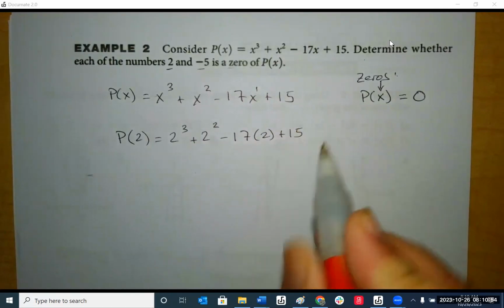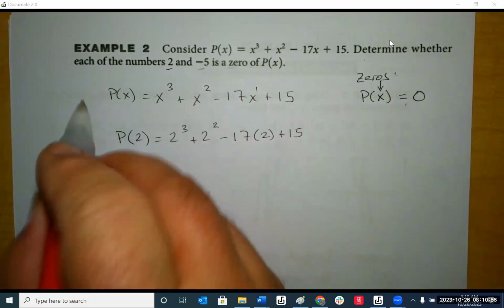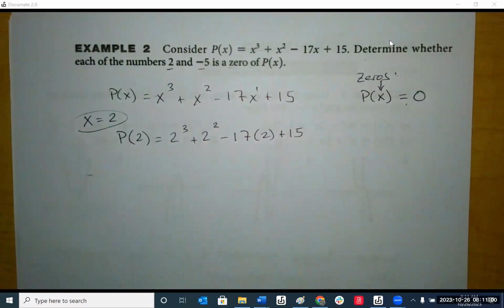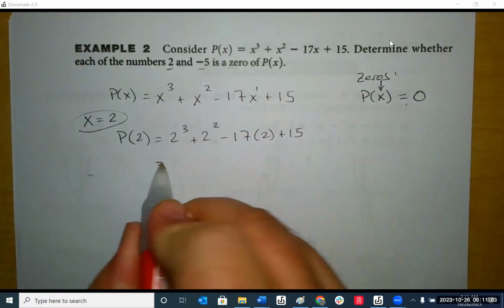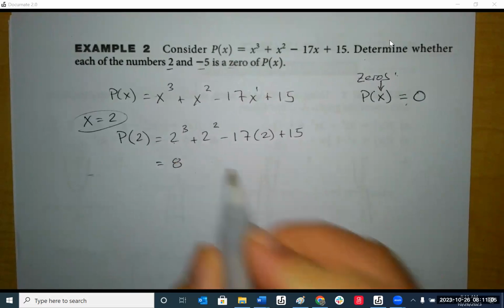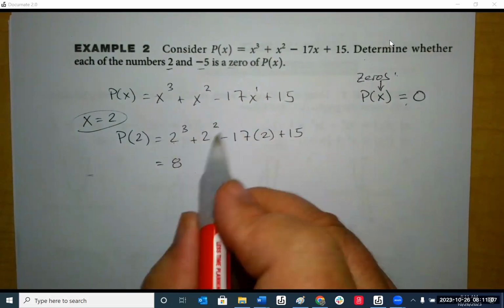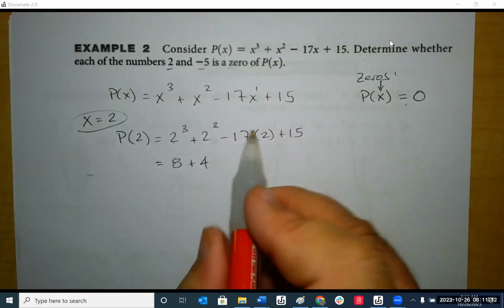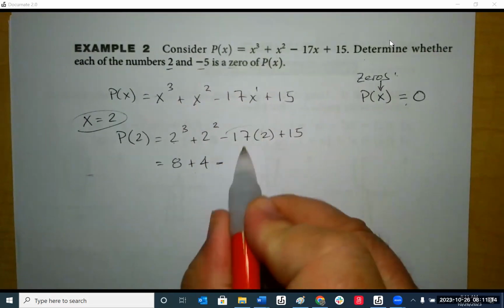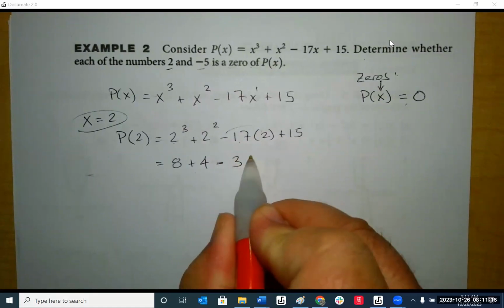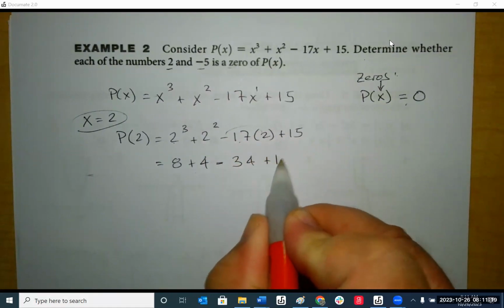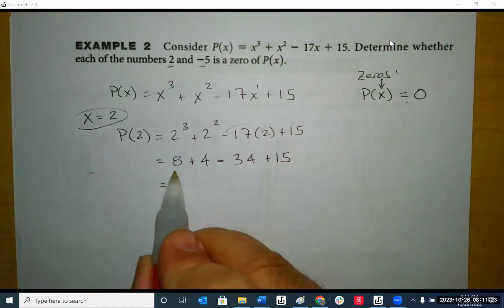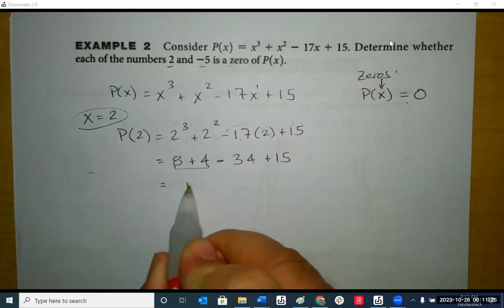And work it out. If it equals 0, then x equals 2 is a 0. 2 cubed is 8. 2 times 2 times 2, plus 2 squared is 4. Negative times positive is negative. 17 times 2 is 34, plus 15. 8 plus 4 is 12.